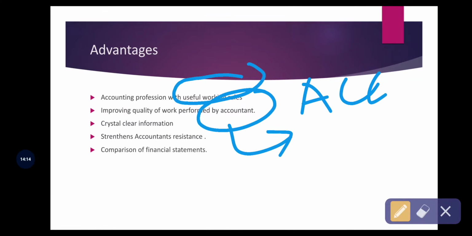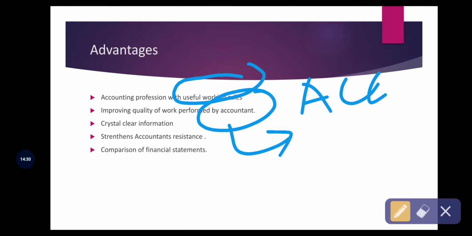So if he understands the rules and regulations, if he has certain accounting standards, he may follow them and he can improve his quality of work. That is another advantage. Next is crystal clear information.